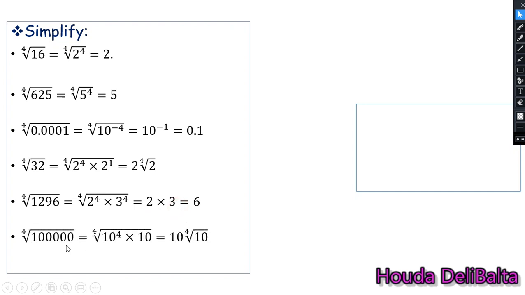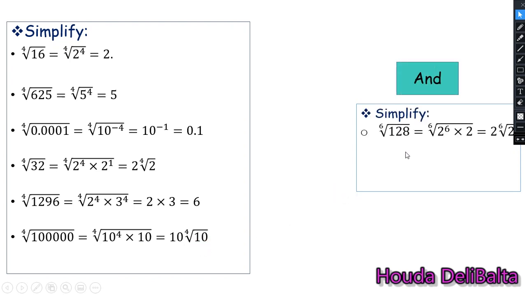Here is 10 to the power 5. We have 5 zeros here, so it is fourth root of 10 to the power 4 times 10 as well. 10 is carried out by dividing 4 by 4, and 10 is kept inside the fourth root. And here are more to simplify.